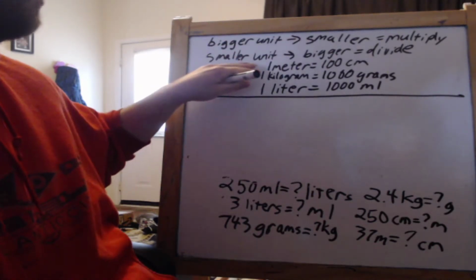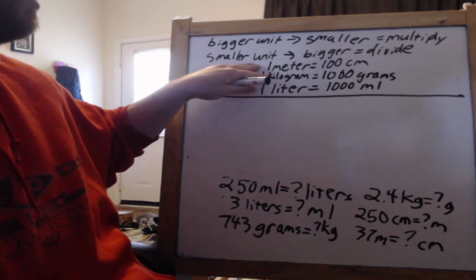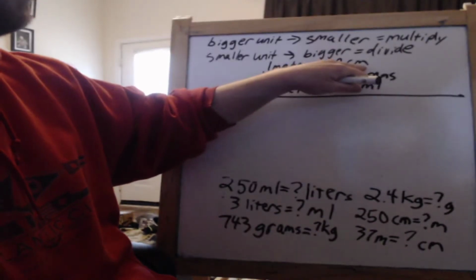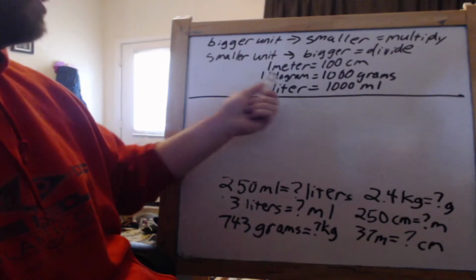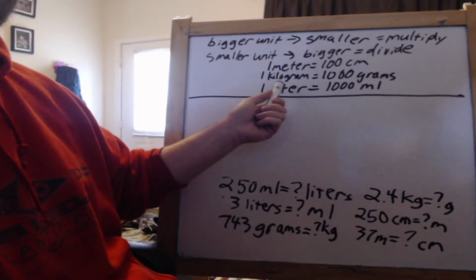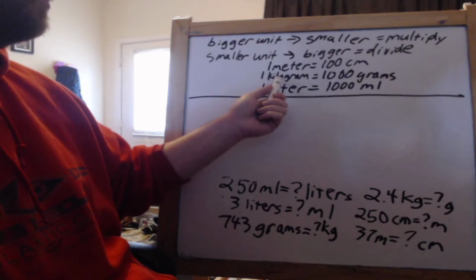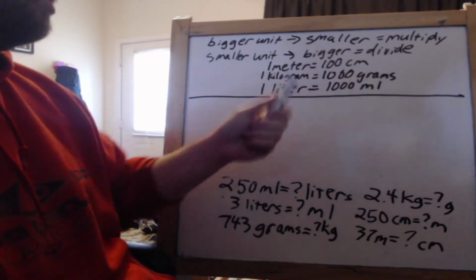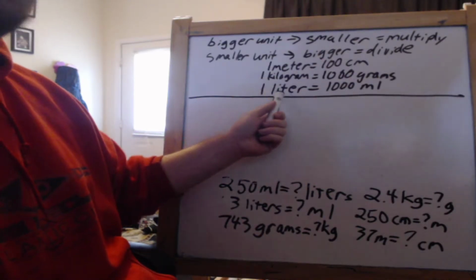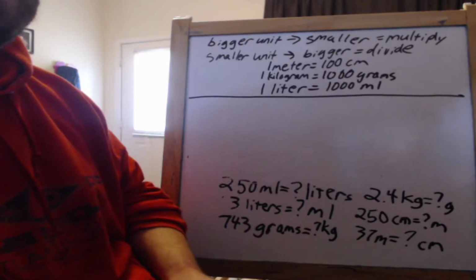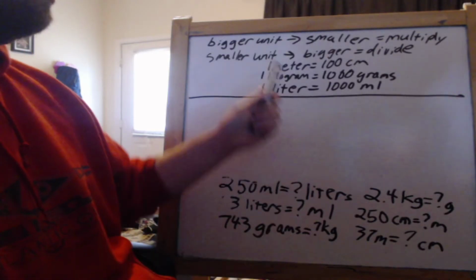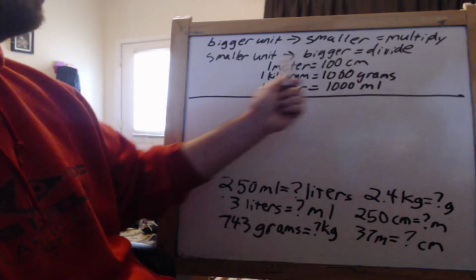Okay? Then we're going to go into 1 meter equals 100 centimeters. Now, cm is for centimeters. 1 kilogram, a lot of times it'll just be kg for kilogram, equals 1,000 grams. And 1 liter for 1,000 milliliters or ml. Okay? So you have to memorize this.